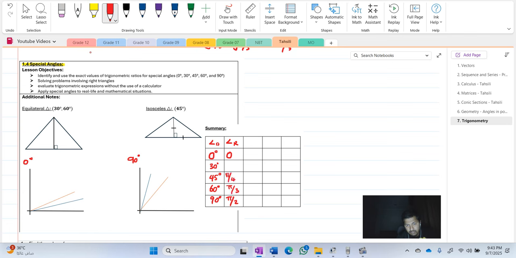Be careful, this is not pi by 5, this is pi by 6, because 180 divided by 6 is 30. And these are in the order opposite, adjacent, hypotenuse. Now I will show you how to fill these in after we have done this.